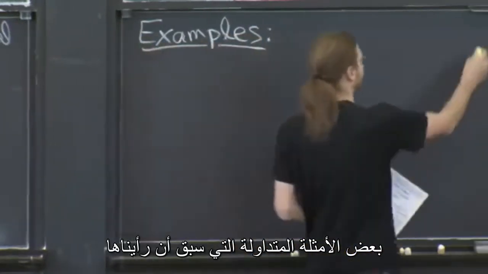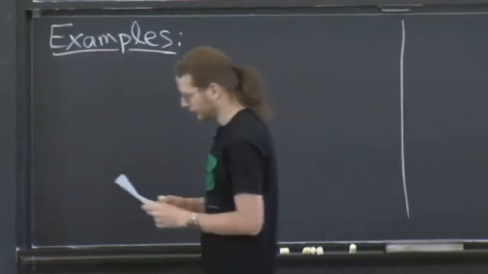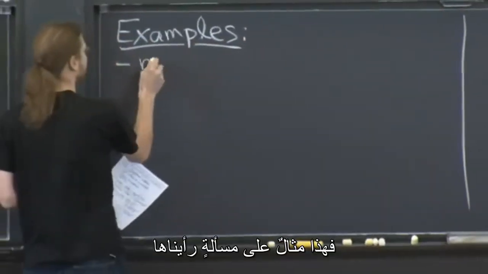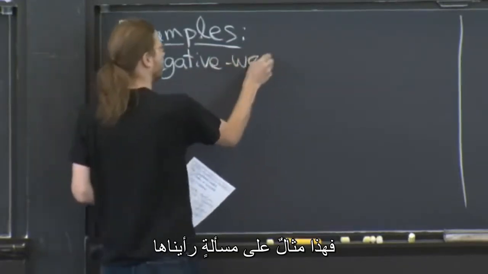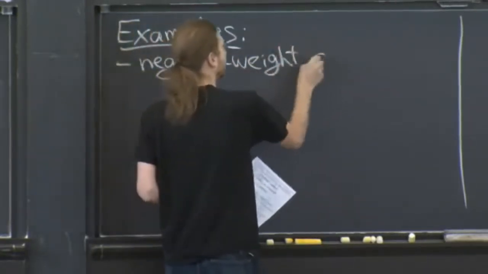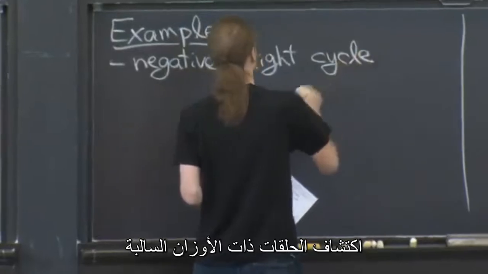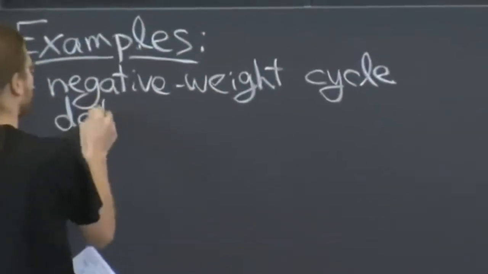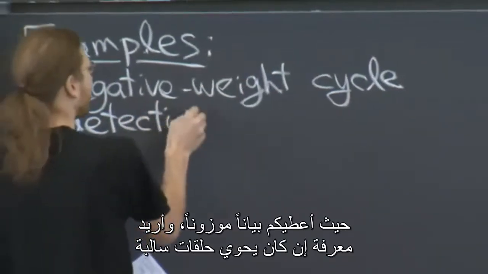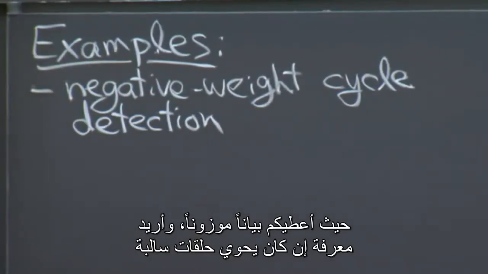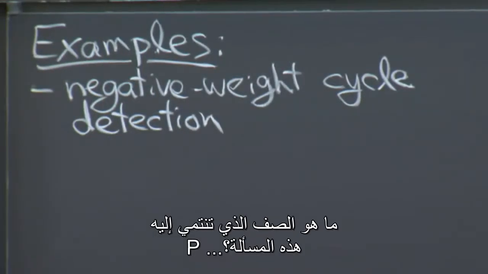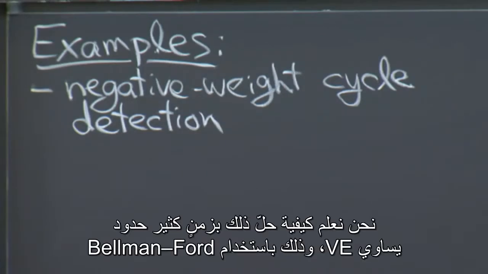Some running examples, some things we've seen. So here's an example of a problem we've seen. Negative weight cycle detection. I give you a graph, a weighted graph. I want to know, does it have any negative weight cycles? What class is this problem in? P. We know how to solve this in polynomial time and VE time using Bellman-Ford.